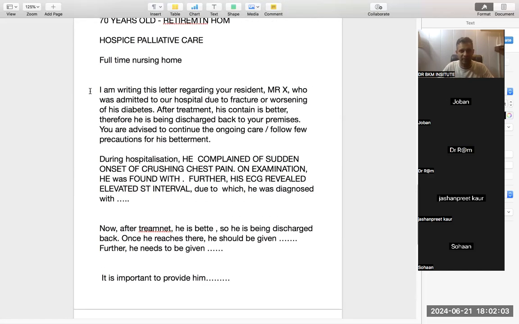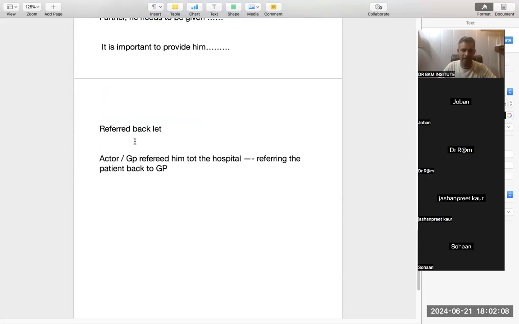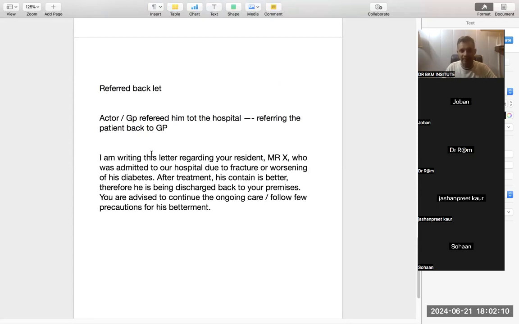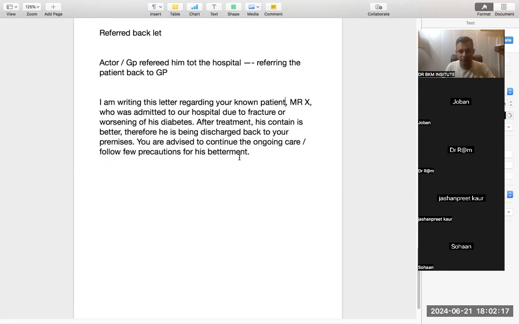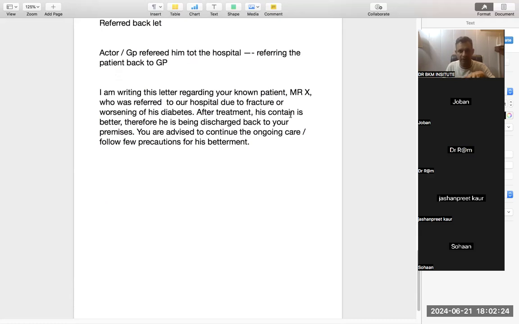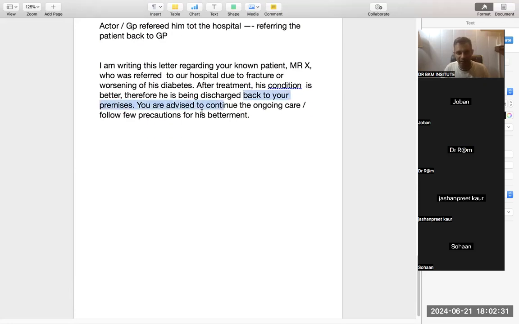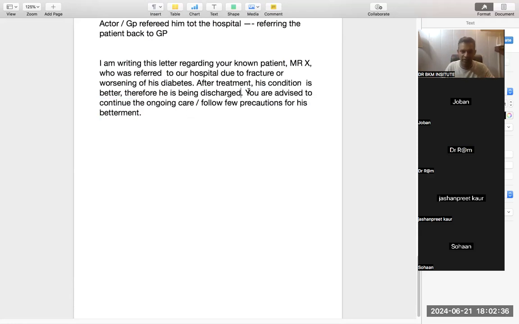Means if I copy paste this first paragraph, I will copy paste. I am writing this letter regarding your known patient who was admitted, or you can say who was referred to our hospital due to this. After treatment, his condition is better. Same, nothing changes. Therefore, he is being discharged. You won't say back to the premises. Therefore, he is being discharged.